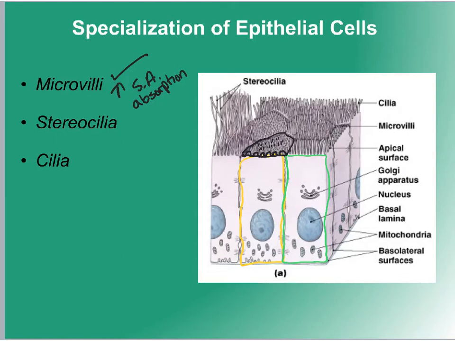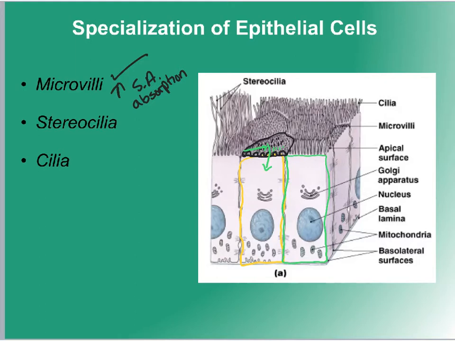So let's say this epithelial cell would like to absorb nutrients. Maybe it's one of the epithelial cells that lines the small intestine. So nutrients are passing over the surface of this cell, and the more little projections that are coming out of the cell, the more nutrients can be taken into the cell. You're increasing the surface area for absorption to occur.